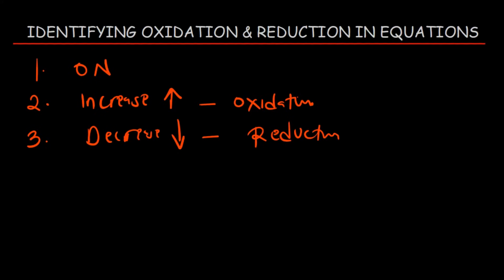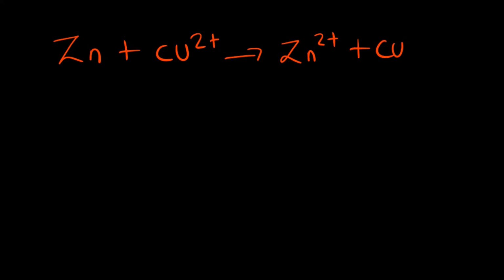So let's just solve an example. Let's say I've got zinc plus copper, the same example that we had I think initially. Let's say 2 plus, then it gives us zinc 2 plus plus copper there. So what then is going to happen? Let me just come up with a simple table for us to see what we can do with this question. Let's say that is our table.